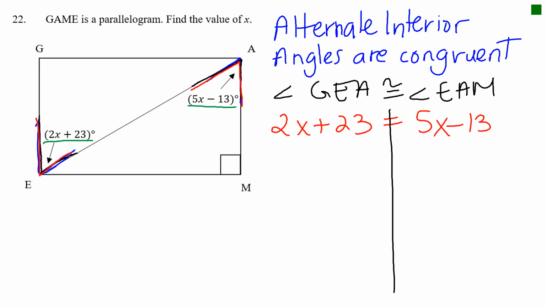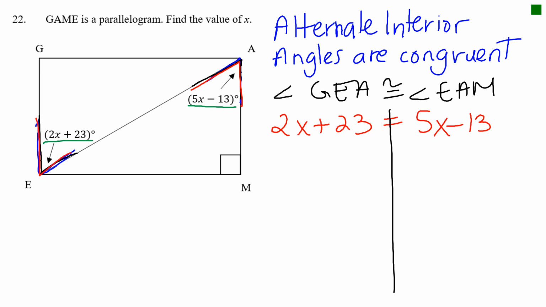Step 2 is to combine like terms. If you cover up the right side completely, on the left, we cannot combine 2x and 23 because one has a variable, the other one's a constant. If you cover up the left, on the right side, 5x and minus 13 cannot be combined because, again, one has a variable, the other one's a constant. So we can move on to step 3, which is to add or subtract.